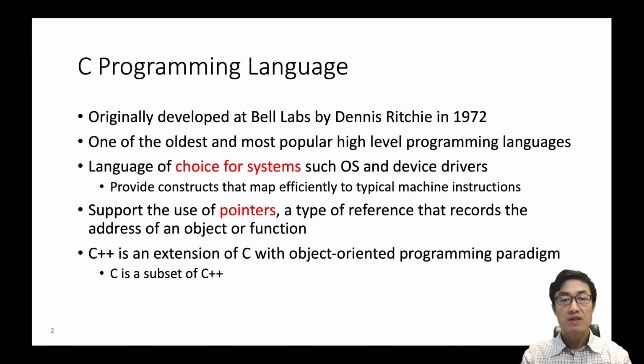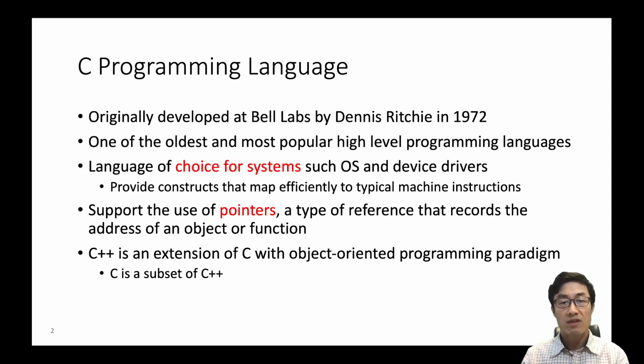Let's talk briefly about the C programming language. The C language was originally developed at Bell Lab in 1972. It's one of the oldest and still most popular high-level programming languages. What makes it special is that C is a language of choice for system programming, such as operating systems and device drivers. It's because it is fast, efficient, and gives you direct access to memory, as it provides programming constructs that map efficiently to physical machine instructions.